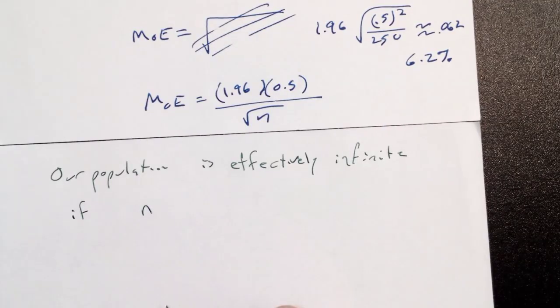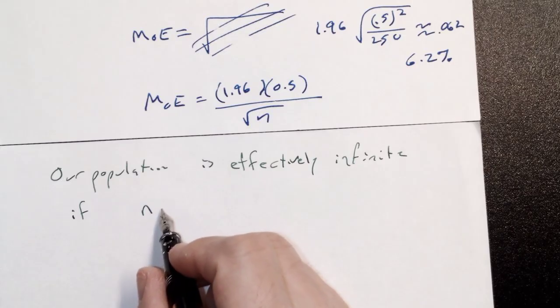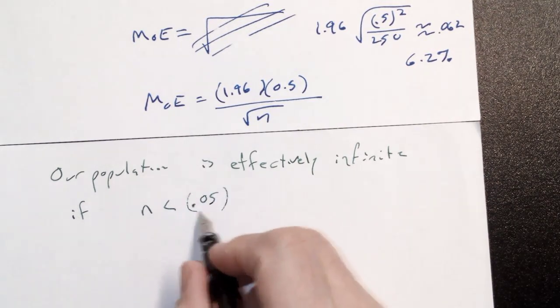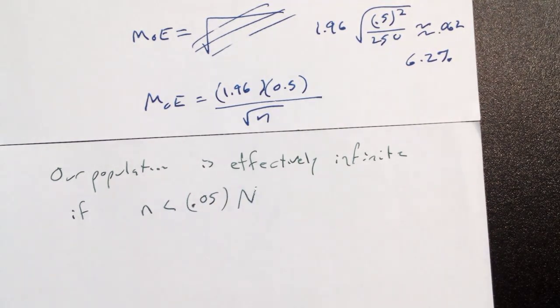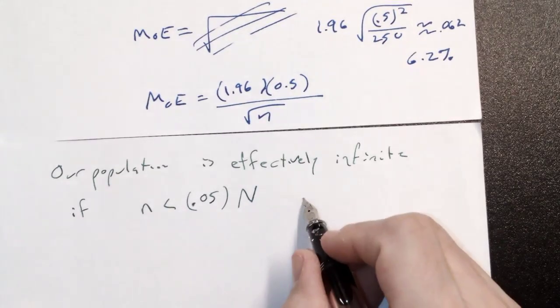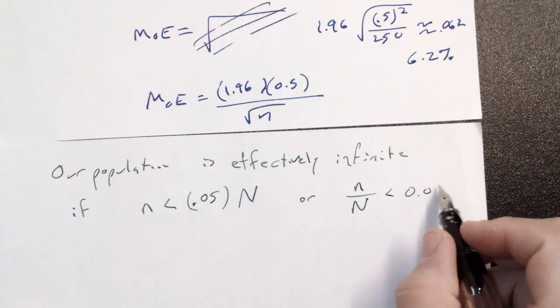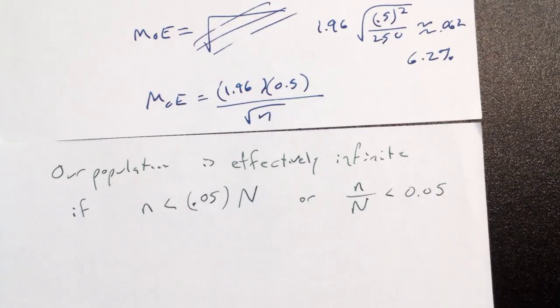This is a term we used back in chapter 2, where we talked about a population being effectively infinite. And our sample size was less than 5% of the population. So if when we sample, we're using more than 5% of the population, then really we have a finite population size.